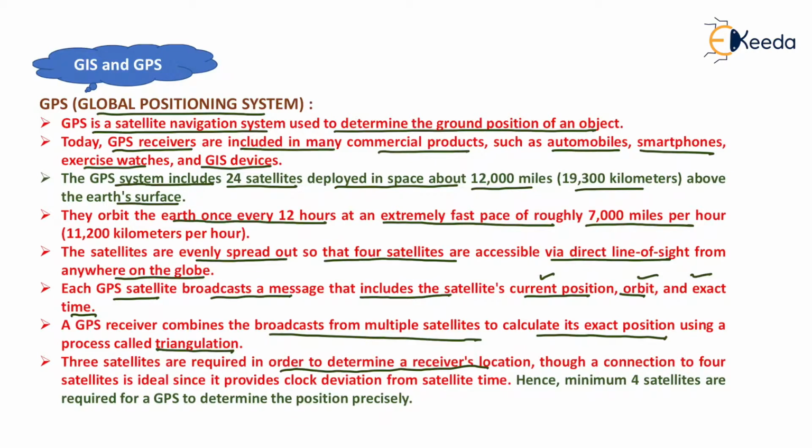Now, this point is also very important from the GATE point of view, because GATE had asked a question from this 2 years before. Three satellites are required in order to determine a receiver's location, though a connection to four satellites is ideal since it provides clock deviation from satellite times. Hence, minimum four satellites are required for a GPS to determine the position precisely. That is, three for position coordinate, that is x, y, and z coordinate, and one is for time coordinate.